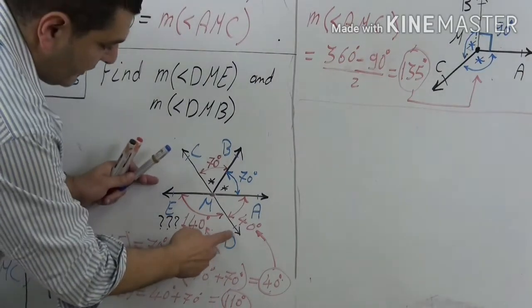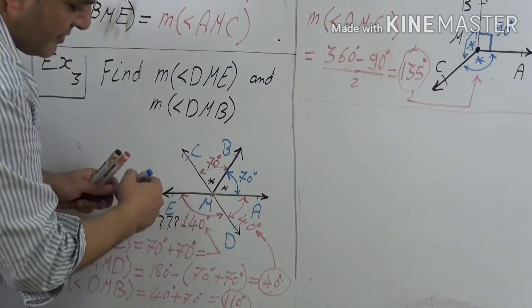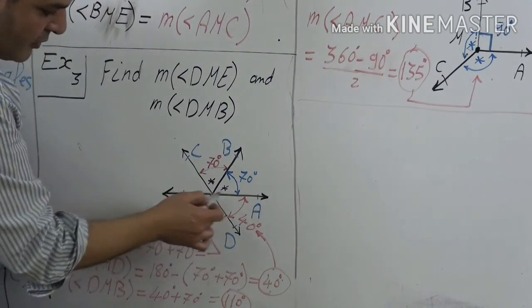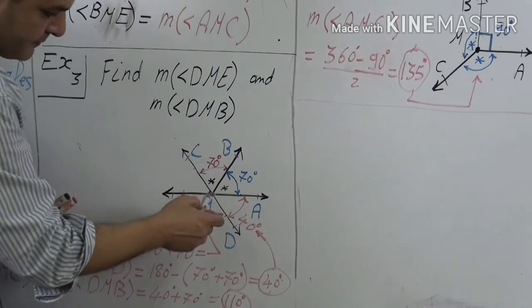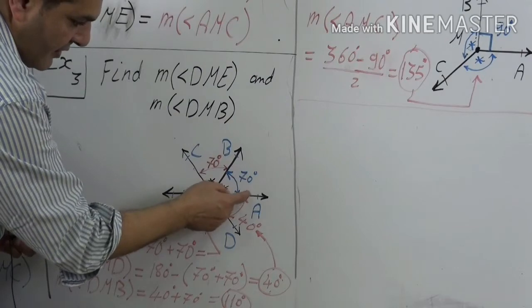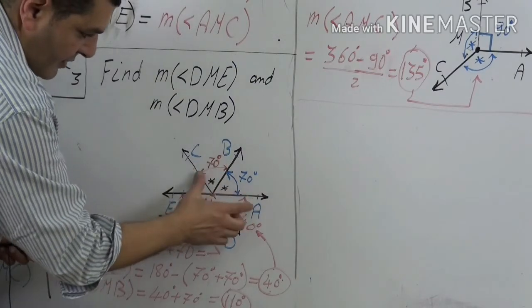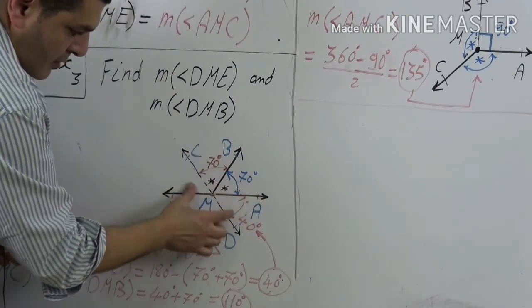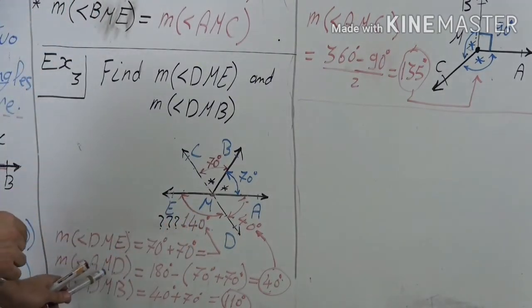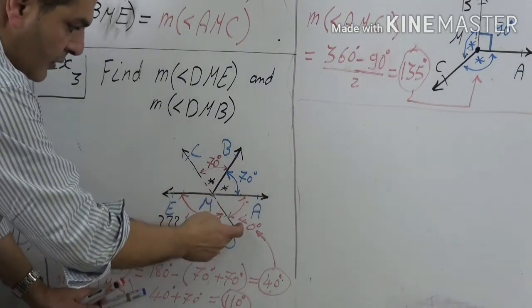DME is vertically opposite with these two angles. So DME equals 70 plus 70, the same measure as AMC, 70 plus 70. Equal 140 degree.